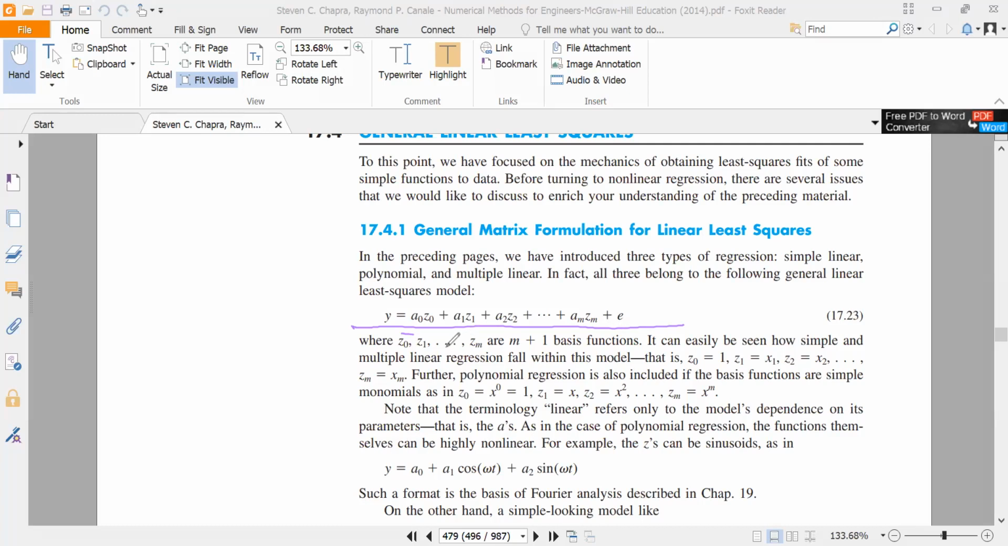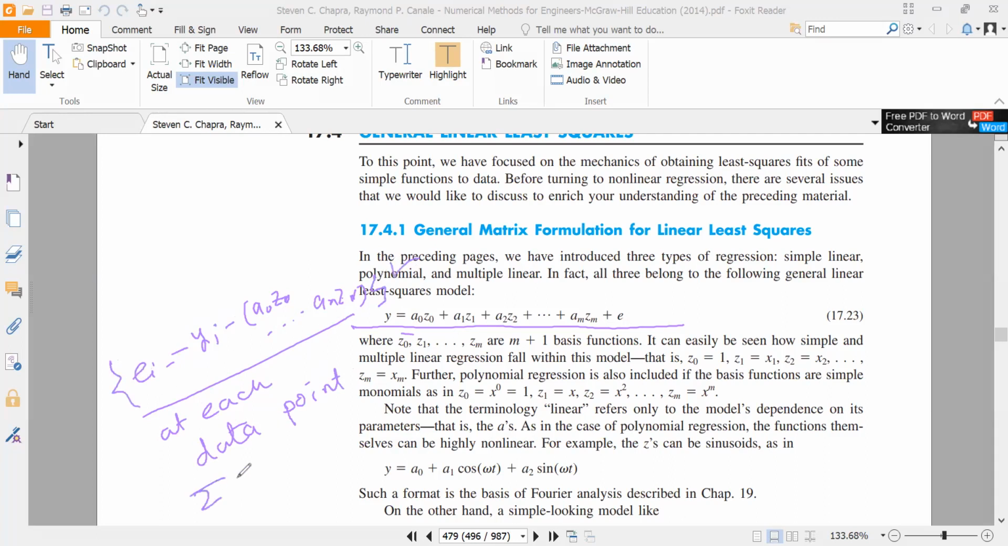You see that in your least squares, what we usually do is calculate the value yi minus a0 z0 through am zm. This is your error, ei. That error is to be calculated at each data point. Then you have to square that error and sum it. That is your Sr. Then we optimize Sr.